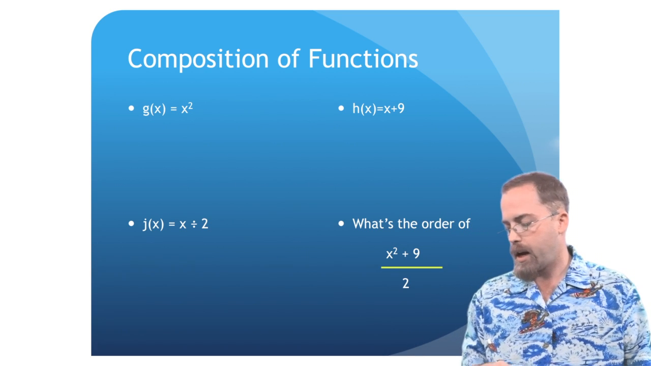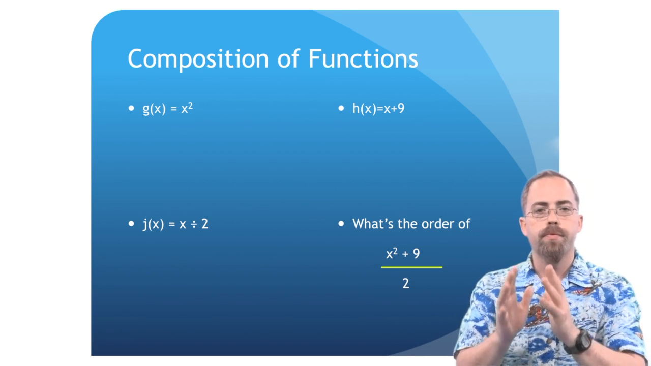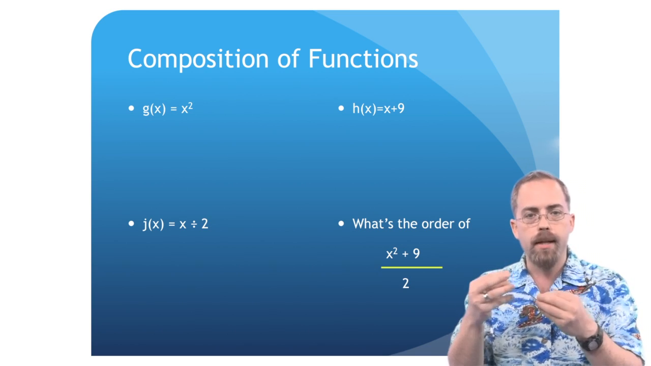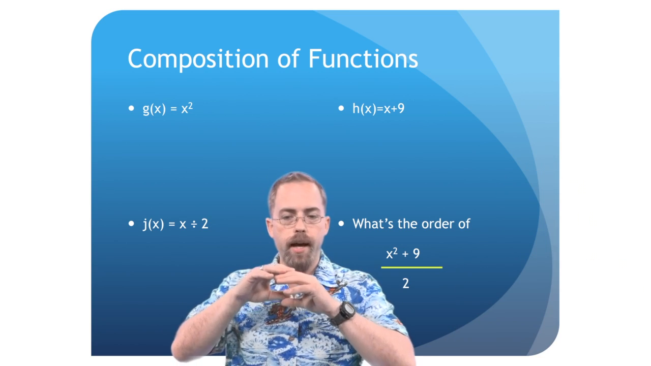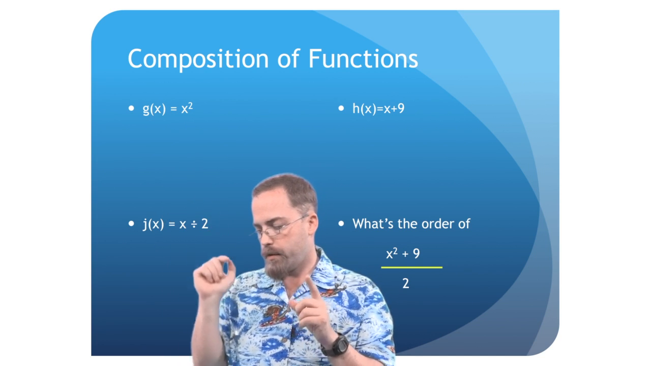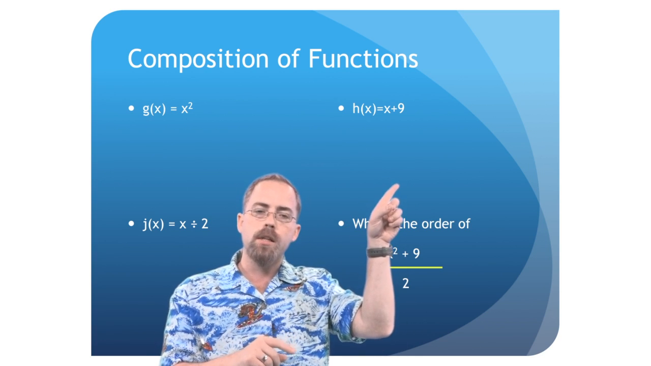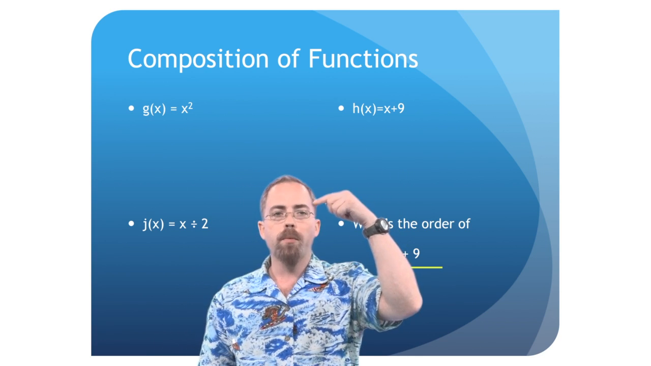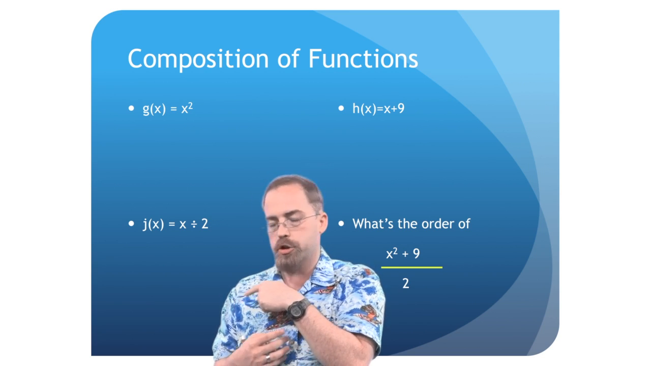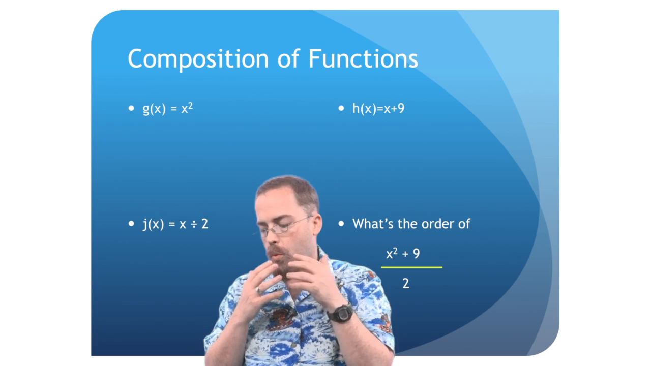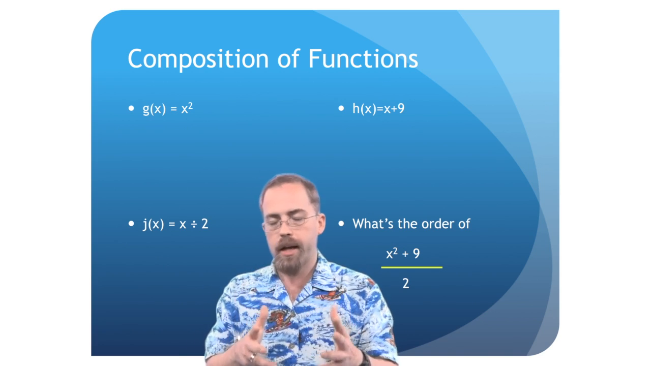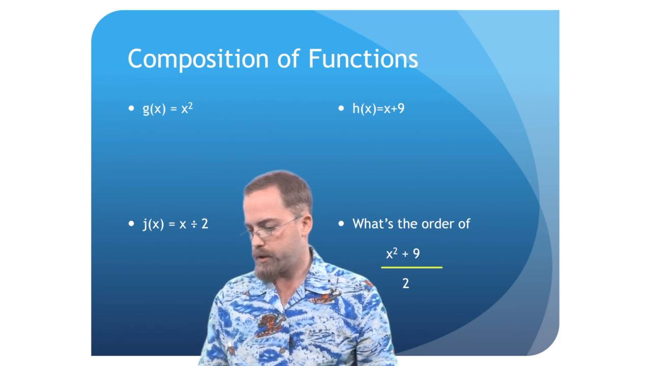So let's think about how we might try to take that function that I just mentioned and represent it out of its composite parts. So if we have just squaring, and I call that g of x, if we have just adding 9, and I call that h of x, and we have dividing by 2, and I call that j of x, then what is the correct way to represent x squared plus 9 all divided by 2?